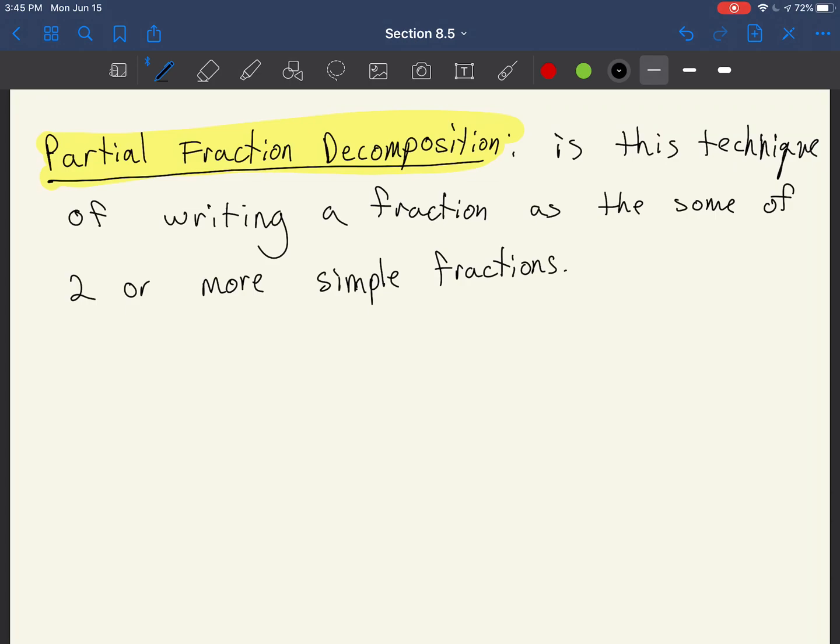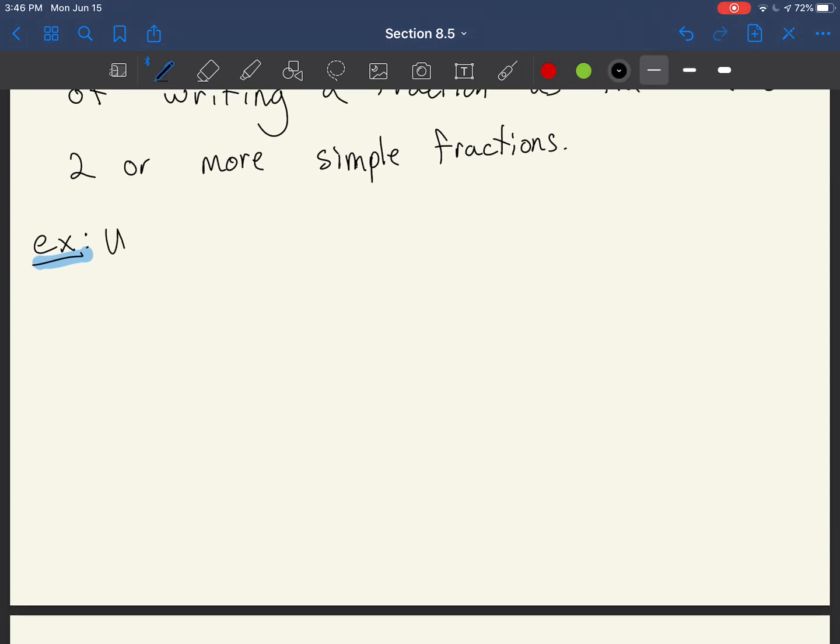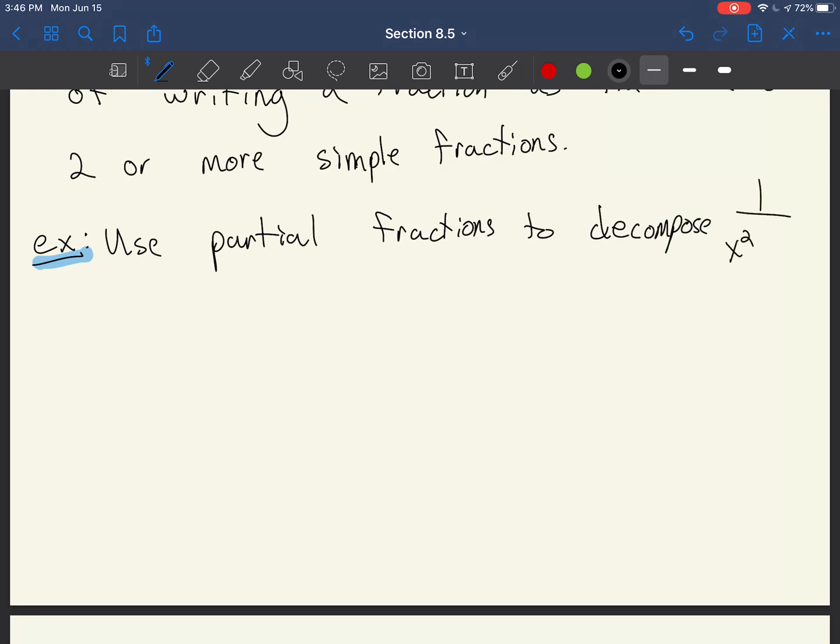So there are a bunch of techniques for partial fraction decomposition. Okay, there's two techniques. There's a bunch of nuances. And we're going to see all of those nuances, as always, through examples. So example number 1 is let's just get our hands dirty doing a partial fraction decomposition. So use partial fractions to decompose 1 over x squared minus x minus 6.